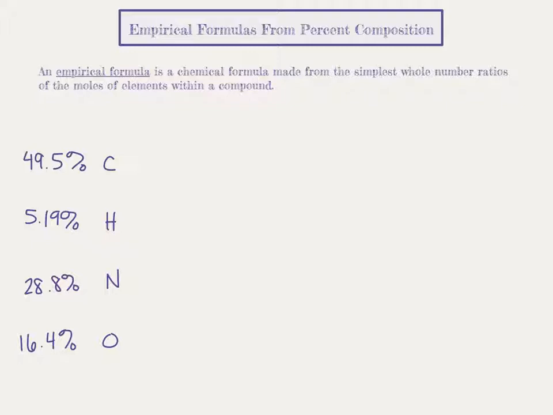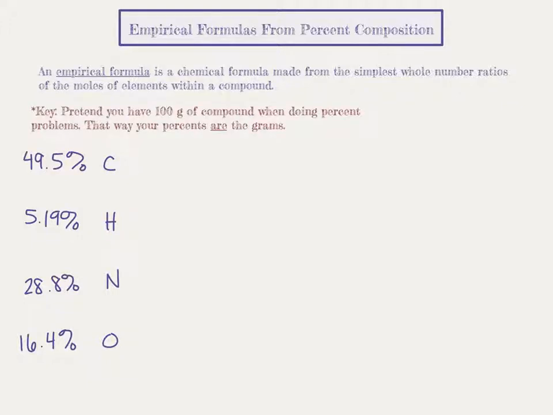An empirical formula is a chemical formula made from the simplest whole number ratios of the moles of elements within a compound. Cool. Okay, so we're starting with percents of elements. Right now, the easiest way I can think of to turn a percent of mass into a mole for our ratios is to pretend I have 100 grams of this compound. If you had 100 grams of compound, that means that your percents are equal to the amount of grams you have of each of those elements.